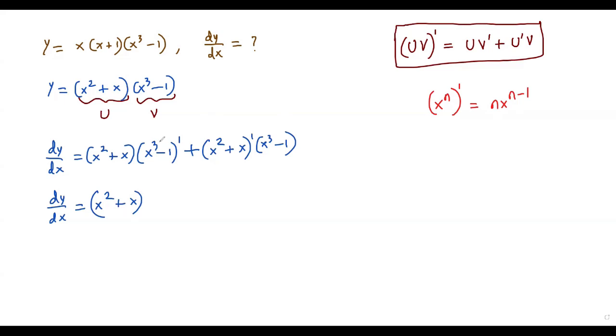So x cube is in the form of x to the nth power. So when I find derivative of this one, I have to bring the exponent 3 in front of the variable and subtract 1 from the exponent, then 3 x square negative.